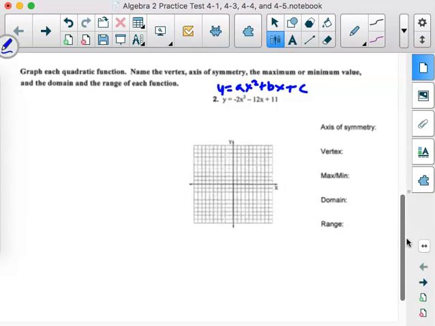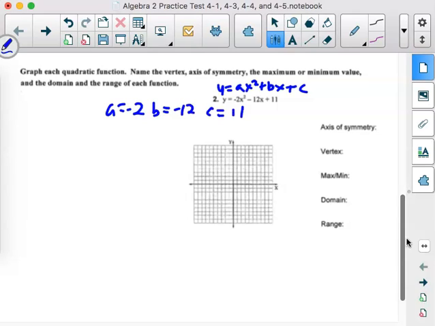This one's in standard form. So again, pause, try to do this one on your own, and then come back and start it up again so you can see what you should have had. All right, so with this one, A is -2, B is -12, and C is 11.